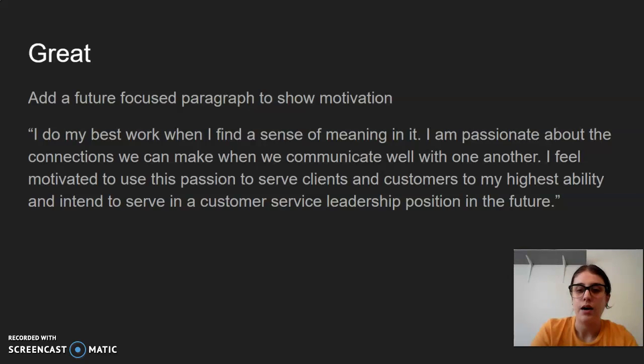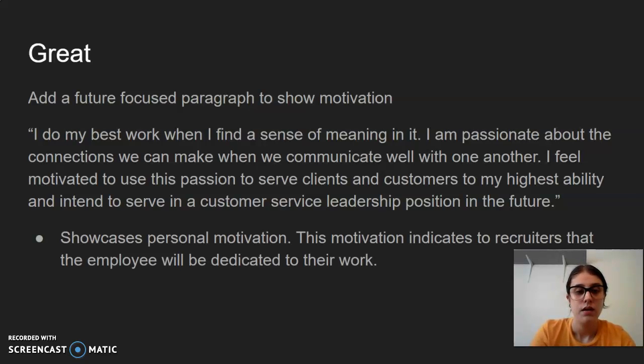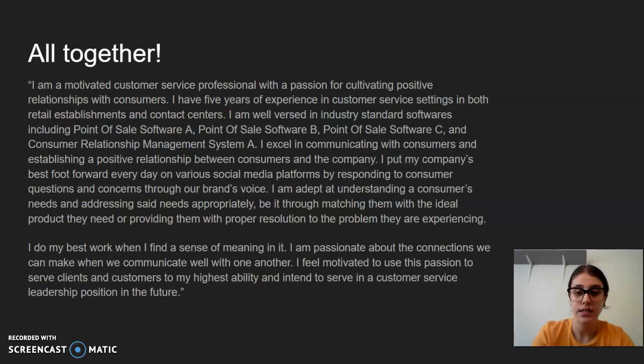So this person now is indicating that they intend to work in some form of leadership or management going forward. And it shows that this person is driven. It explains why they like the field that they work in. And so it shows to a recruiter that they're dedicated. So altogether, a great bio would be this.